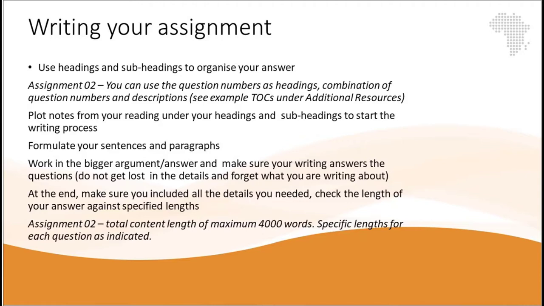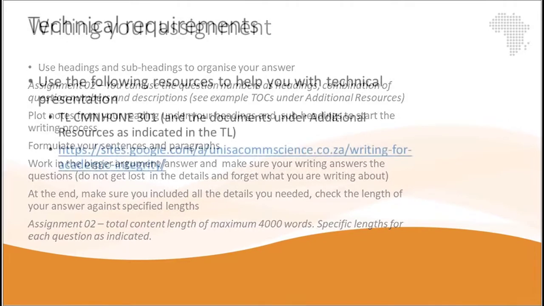The entire assignment content, so from introduction to conclusion, should be no longer than 4,000 words. But if you stick with the specified lengths for each sub-question, and then write an introduction and conclusion for your assignment, you won't go over 4,000 words. So stick to the individual question answer lengths, and you'll be fine for the total assignment length.